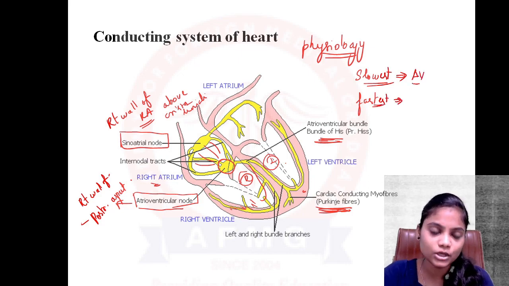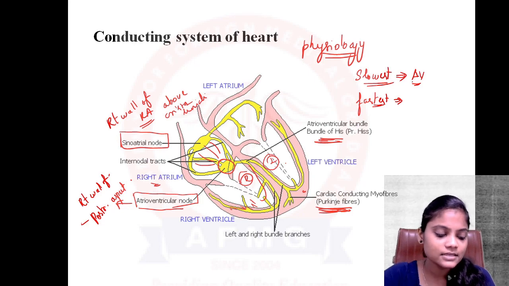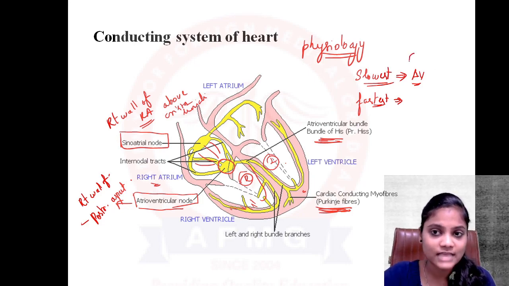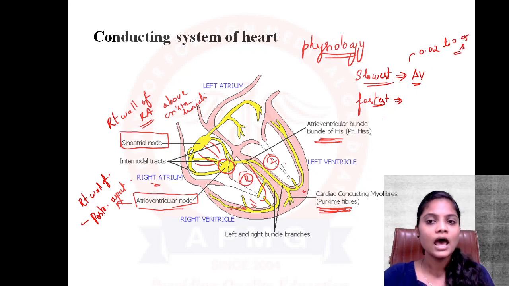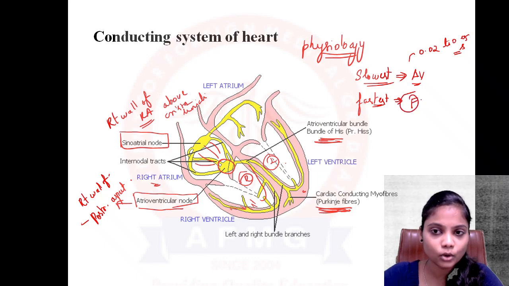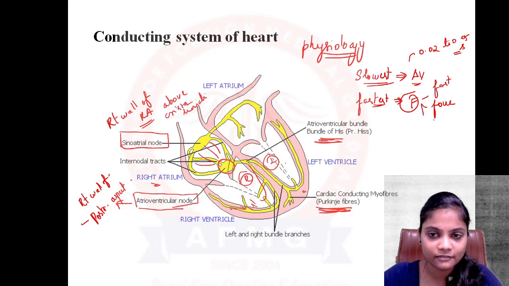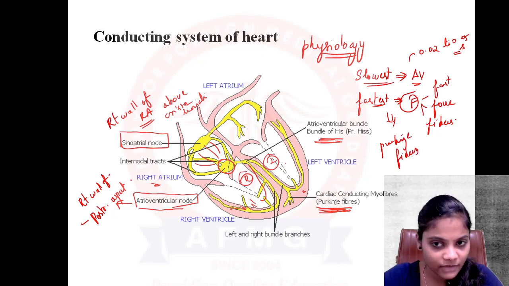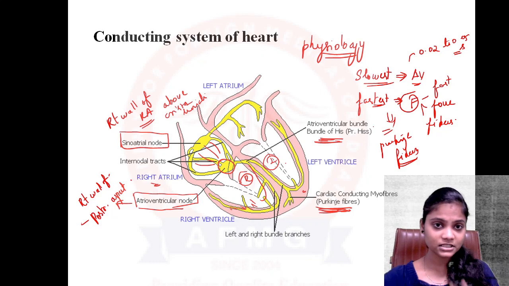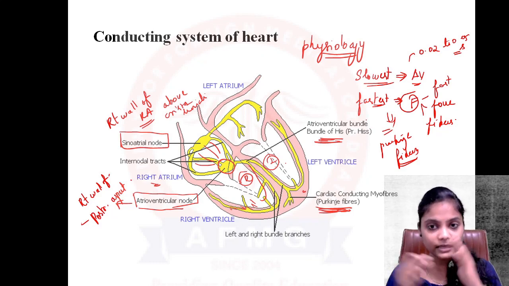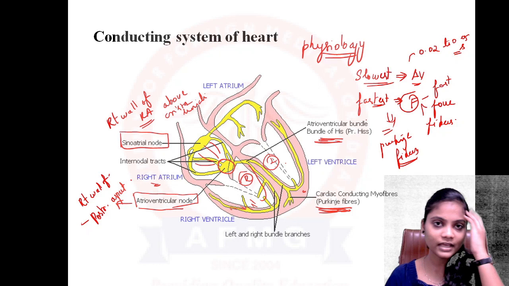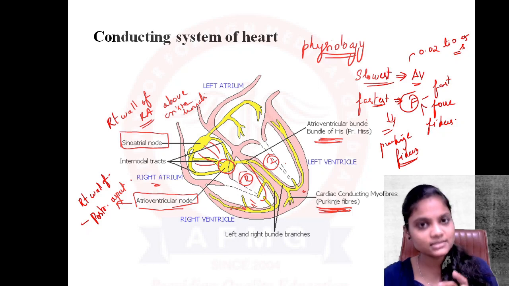The slowest is obviously your AV node. The reason is that it has fewer gap junctions, and the timing is 0.02 to 0.05 seconds, please remember. And for the fastest, remember P for Purkinje, that is fast. So who is fast? The Purkinje fibers. Purkinje fibers have the fastest conduction in the whole conducting system of the heart. Compare all these things happening in the chambers of the heart, where depolarization and repolarization will be happening.